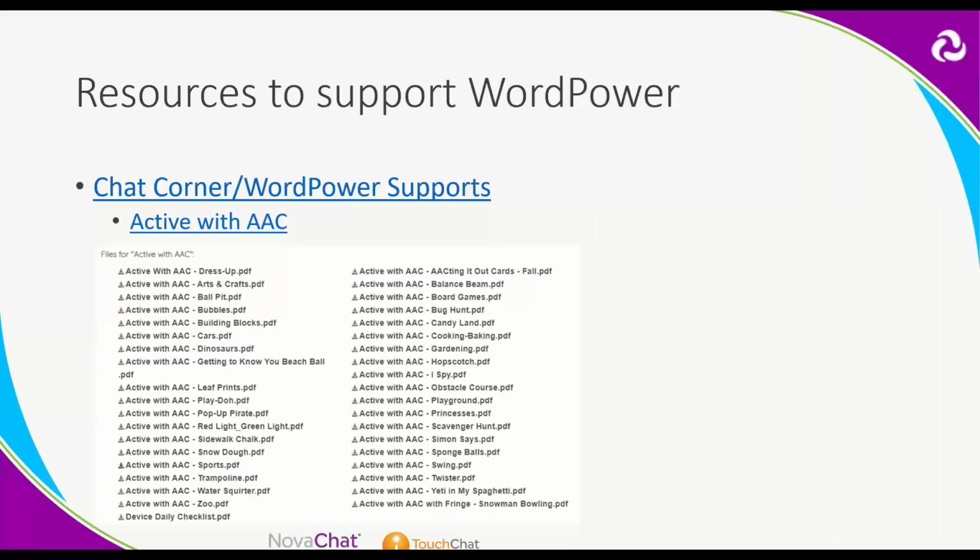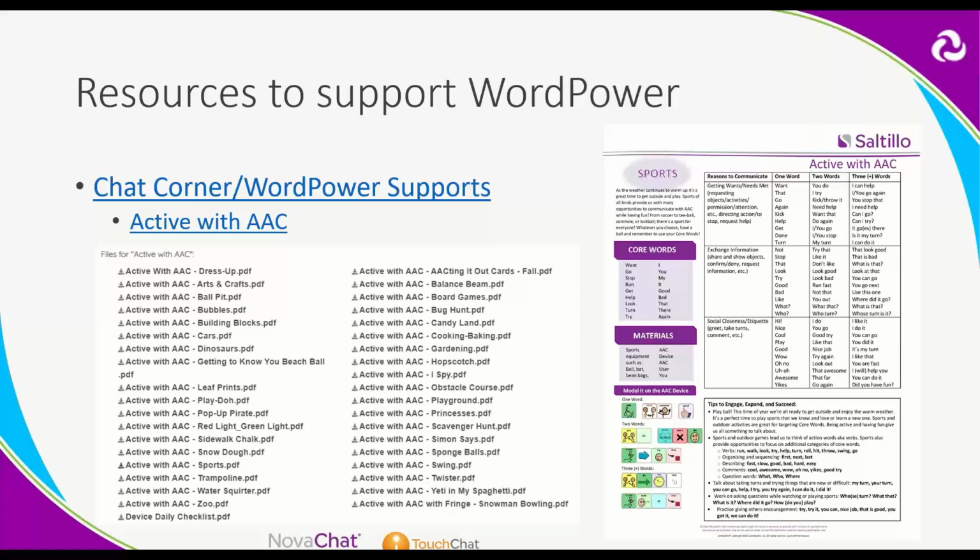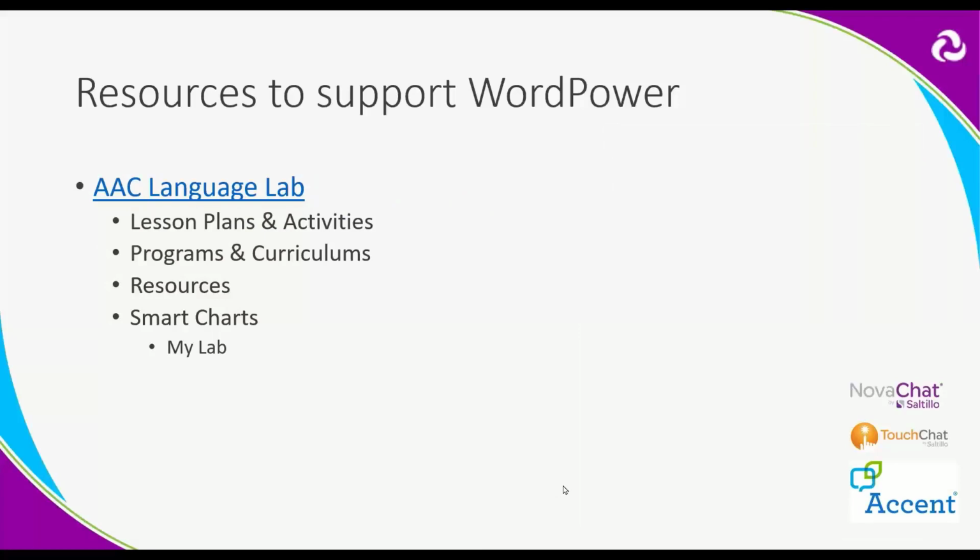The next one, Active with AAC. So these are lots of great activities where you're going to see 1, 2, 3 word combinations, some tips to help you engage. There's also an additional page to this that includes some fringe words. So if you wanted to use some of those fringe words as well, it gives you tips for picking some of those core words during those typical activities.